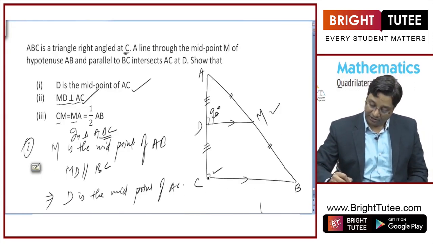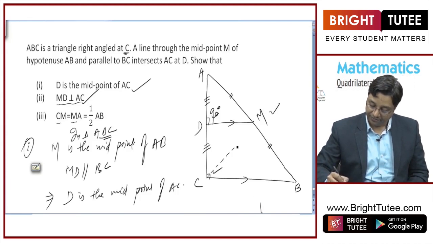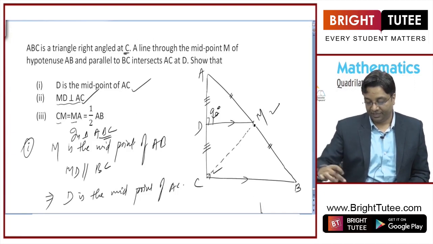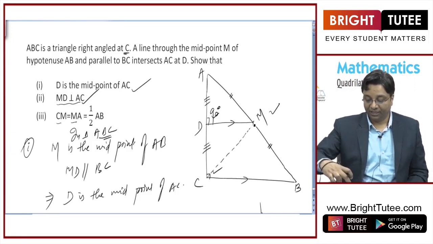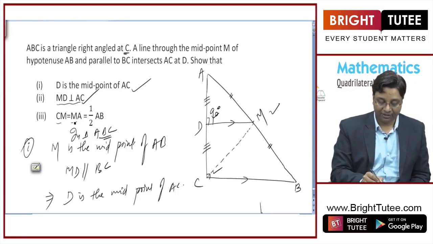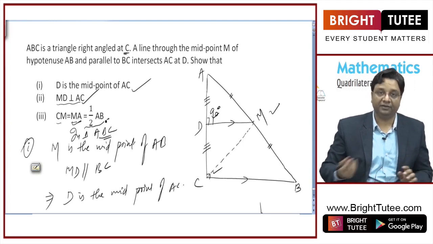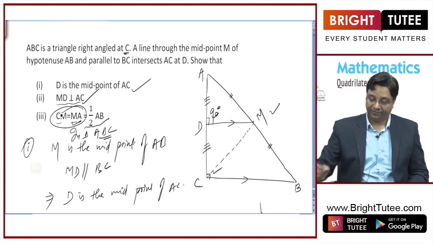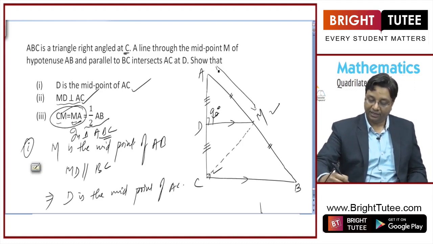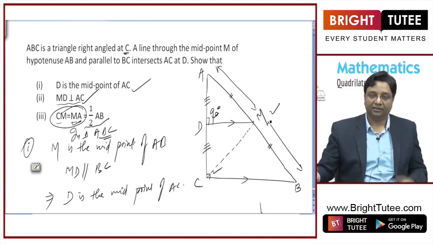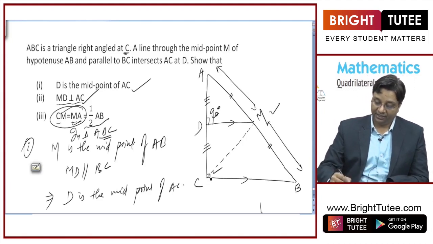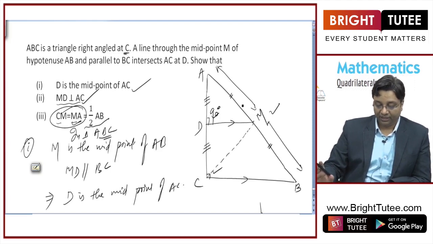Now CM, MA and half of AB are equal. So if I join CM, MA is half of AB. This is already given in the question, so there is nothing to prove in this. What we need to prove is that CM is equal to MA.